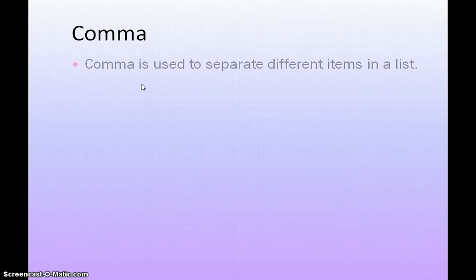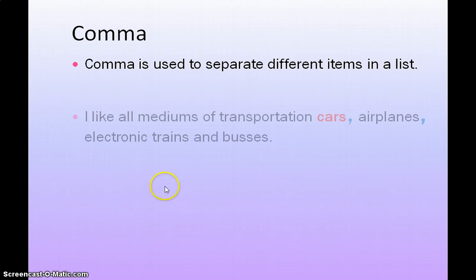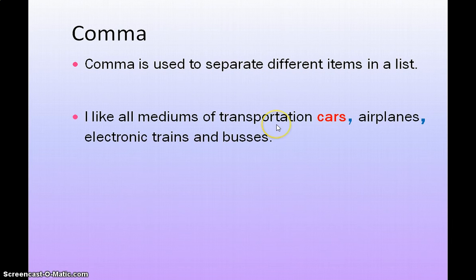Comma. We use a comma to separate different items in a list. For example, I like all mediums of transportation: cars, airplanes, electronic trains, and buses. Cars, airplanes, and electronic trains are separated by using commas. If you see here, the last medium of transportation is buses, but we don't put a comma. We just add and before it, and we don't use a comma before the last item. So here is one of the uses of the comma.